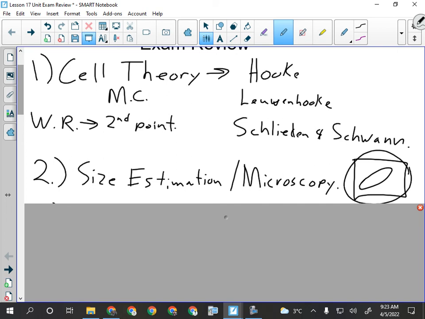On high power, that field of view is 400 micrometers. So I would ask, what is the best size estimation for this object? A, 50 micrometers. B, 100 micrometers. C, 200 micrometers. D, 400 micrometers. Which one would be the best estimate? C, 200 micrometers. It's about half of the field of view. It's definitely too big to be 50 or 100, and since the distance from side to side is 400, it's definitely not that big. So that's what you'd be asked to do in terms of size estimation.